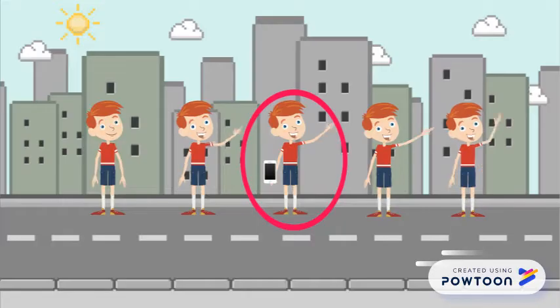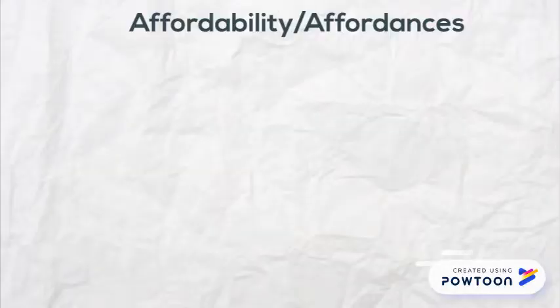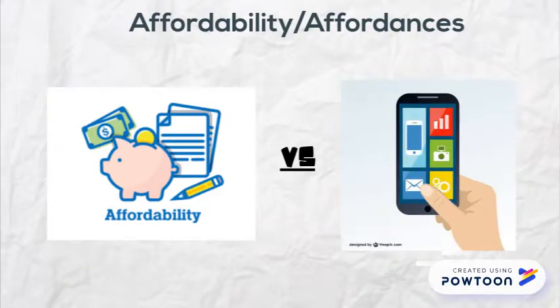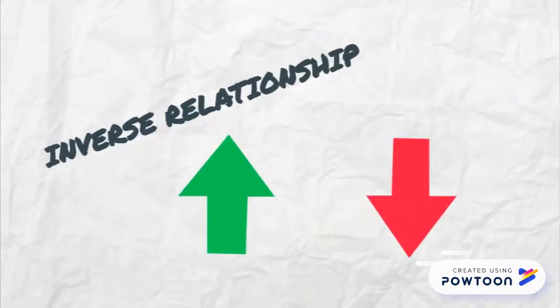When evaluating these mobile technologies, two important aspects are commonly considered: affordability and affordances. Affordability is the cost of something relative to one's income, and affordance is the uses to which it easily lends itself. They have an inverse relationship. When affordability is high, there is usually a low affordance, and vice versa.